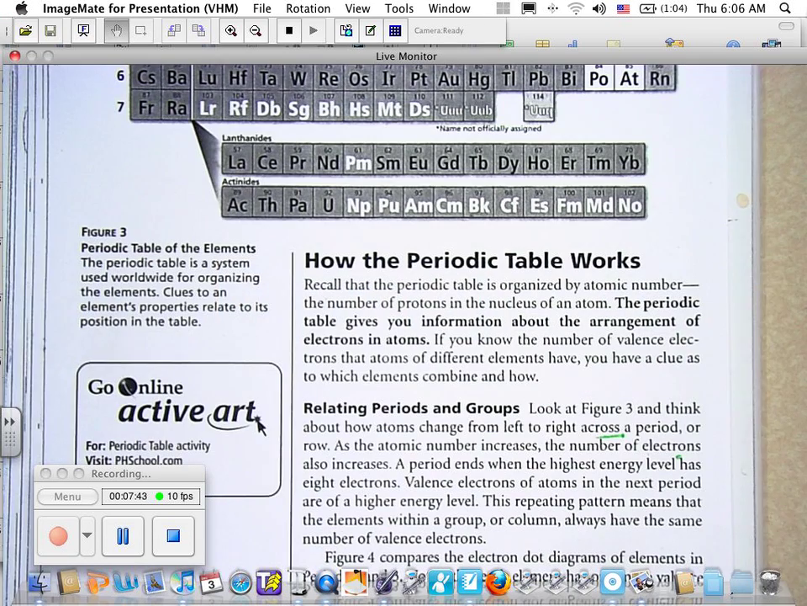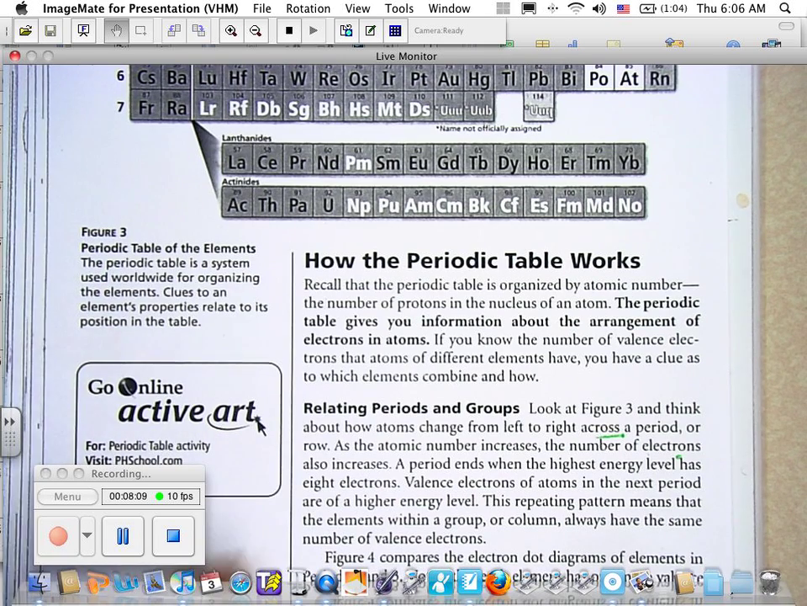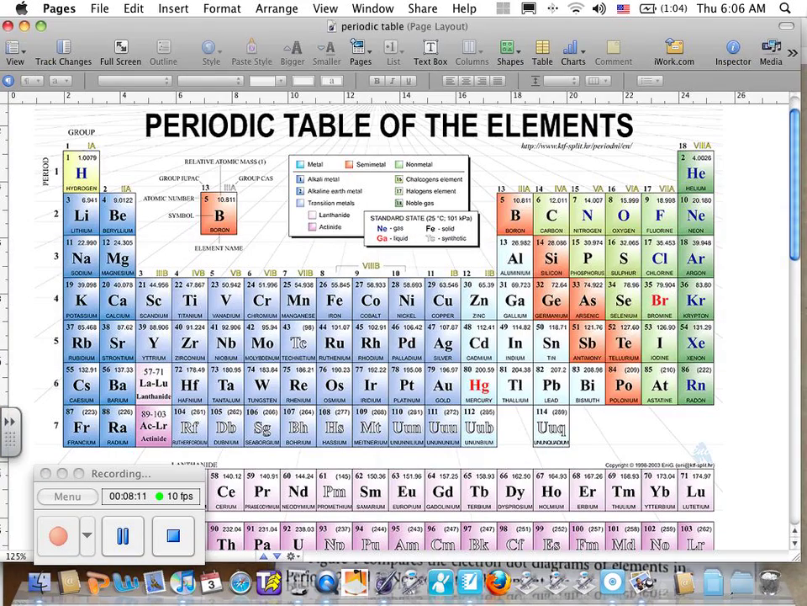Let's continue reading. As atomic number increases, the number of electrons also increases. A period ends when the highest energy level has 8 electrons. Valence electrons of atoms in the next period are of a higher energy level. This repeating pattern means that the elements within a group or column always have the same number of valence electrons. All right, let's check that out on our graph here.